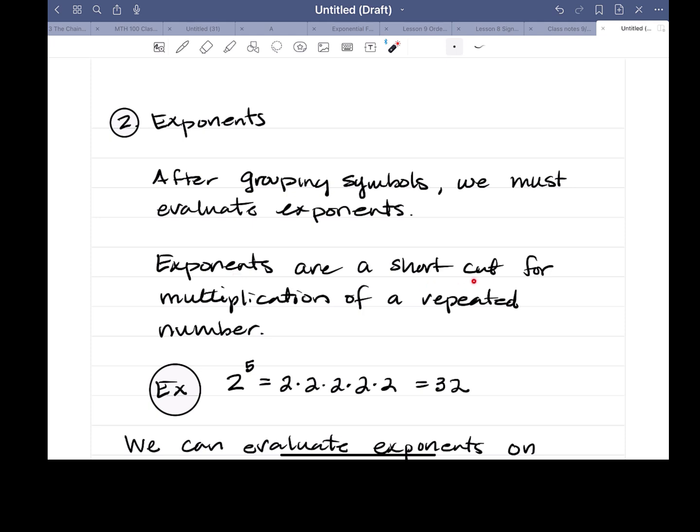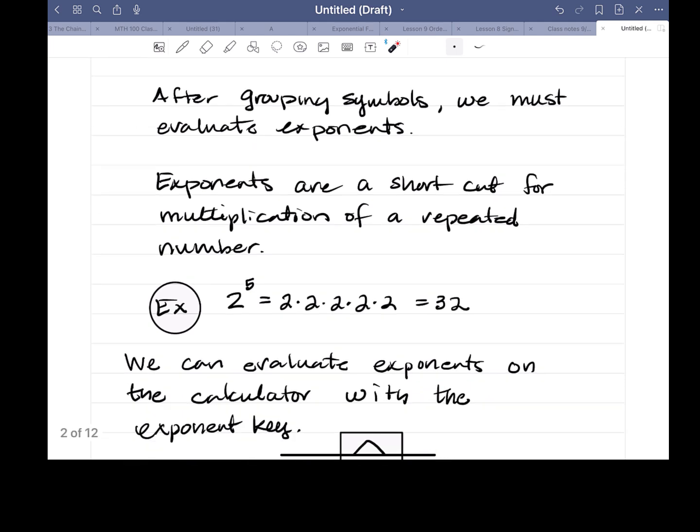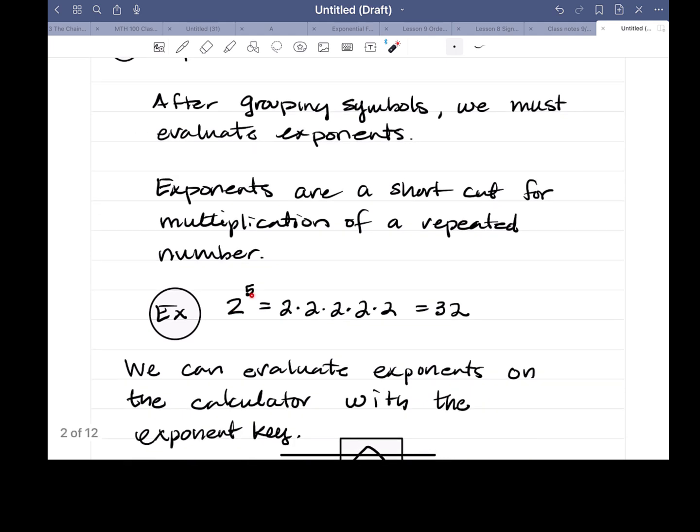Exponents are a shortcut for multiplication of a repeated number. So I can write 2 to the 5th as 2 times 2 times 2 times 2 times 2, but 2 to the 5th is a much shorter way, and that's called using an exponent. We have a base of 2, 5 times, and it means 2 times 2 times 2 times 2 times 2, and that comes out to 32.